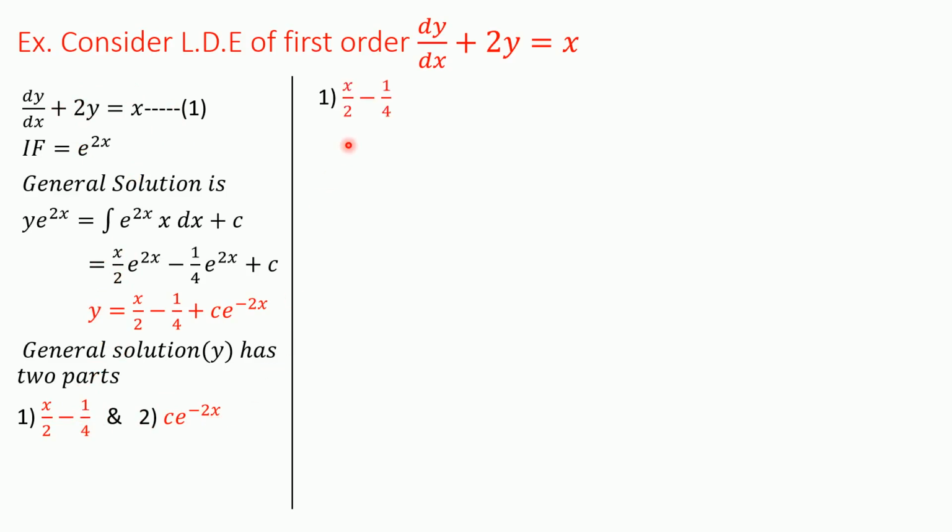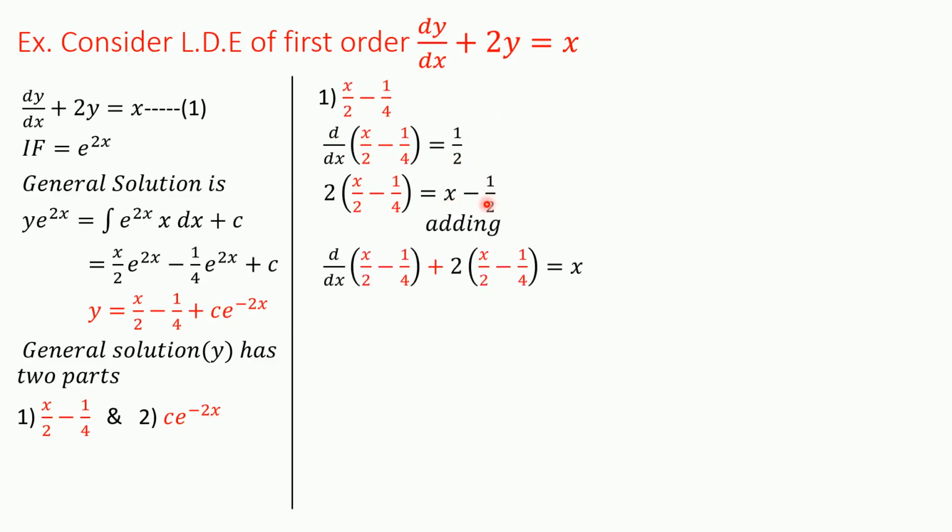Now let's start with the first part, the one which is without arbitrary constant. Now apply d by dx on this, we get 1 by 2. When we multiply this by 2, we get x minus 1 by 2. Let's add these two equations. So we get d by dx of (x by 2 minus 1 by 4) plus 2 times (x by 2 minus 1 by 4) is x, which gives us this equation. Now what is the similarity between this and the first differential equation? Can you observe any similarity here?